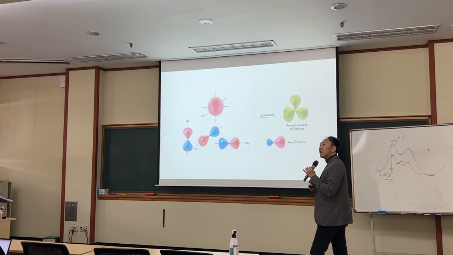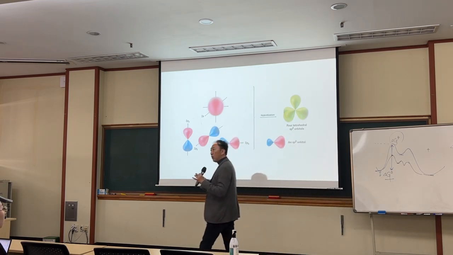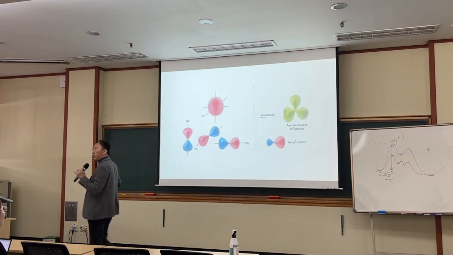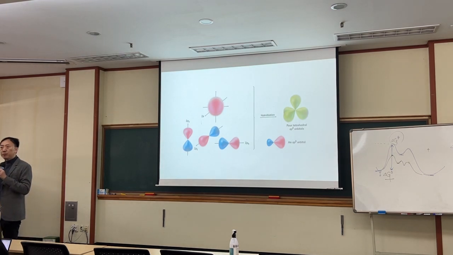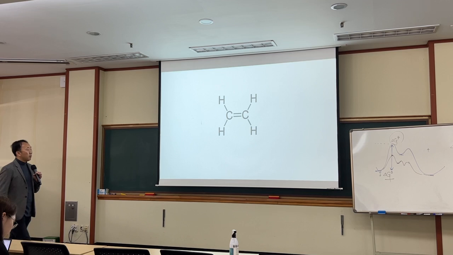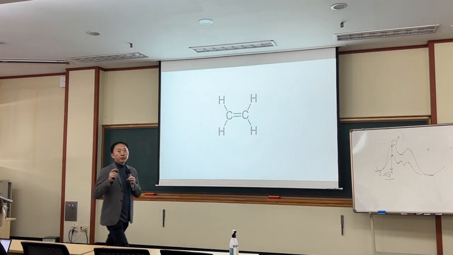So this is the explanation of combining atomic orbitals into molecular orbitals in the case of carbon, because it has four bonds. Okay? So those four bonds apply to single carbons and single bonds.